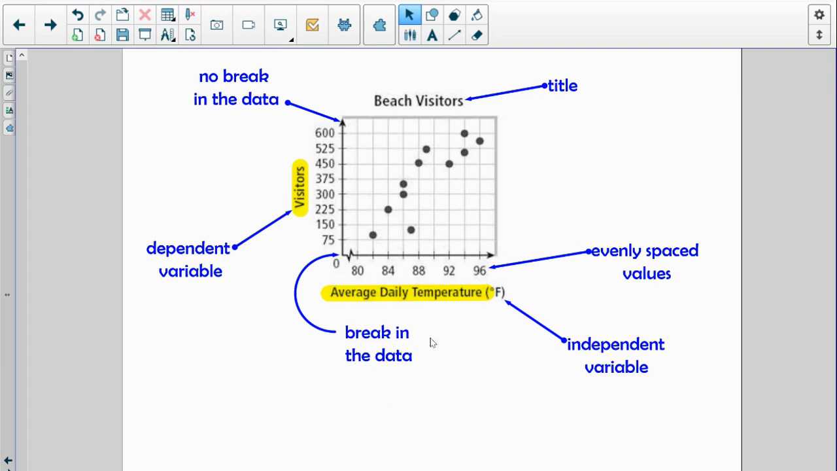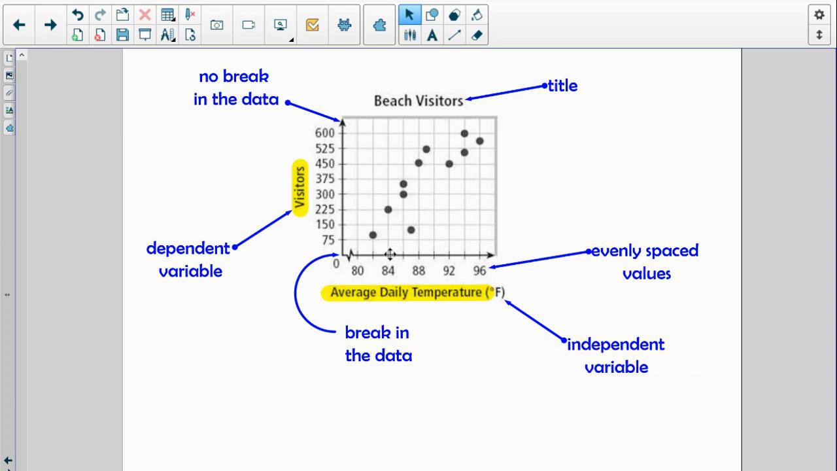I want you to notice that we have evenly spaced values on both the x and y axes. If we look carefully at the x-axis, average daily temperature, it's going from 80 to 84 to 88 to 92 to 96. So it looks like it's jumping up 4 degrees every time they put a label on there. But if you look carefully, there are 2 spaces between every set of numbers. So really, this is counting up by 2s, even though they're only labeling every other one, and it looks like they're counting by 4s. So this first ordered pair, this first dot, would represent 82 degrees Fahrenheit.